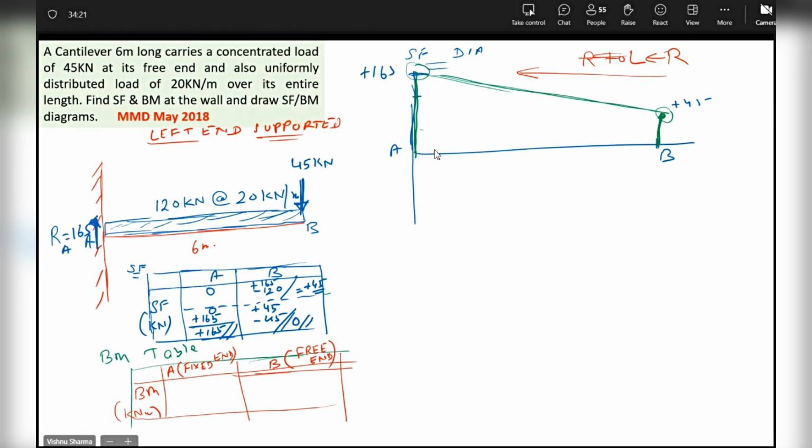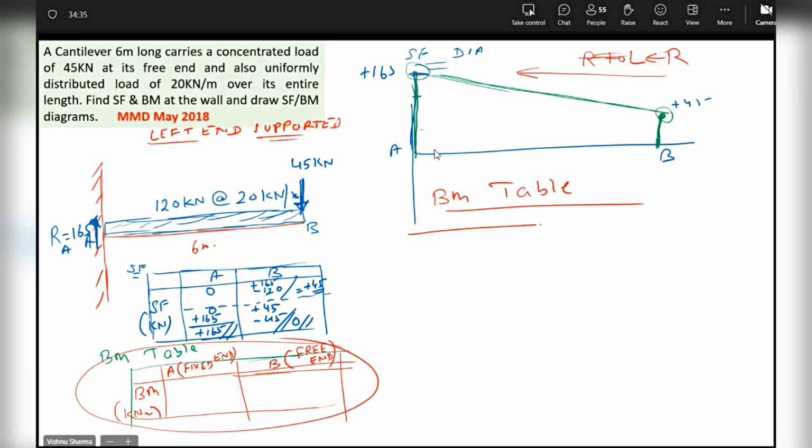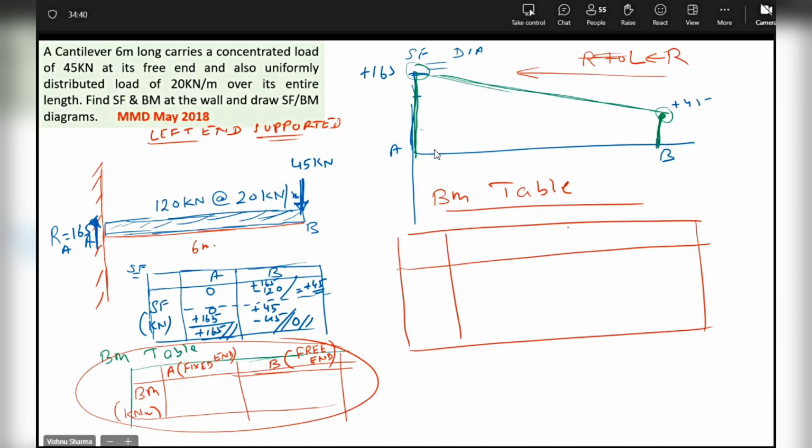Now, from free end to fixed end, I am going from left to right. Or do one thing, you change the format of this table. Let me make the BM table here. In the BM table, you always put the free end first. Change the order. That will be simpler to avoid mistakes. BM will be in kilonewton meter. First put the free end and then the fixed end. Looking at my diagram, free end is B, fixed end is A.